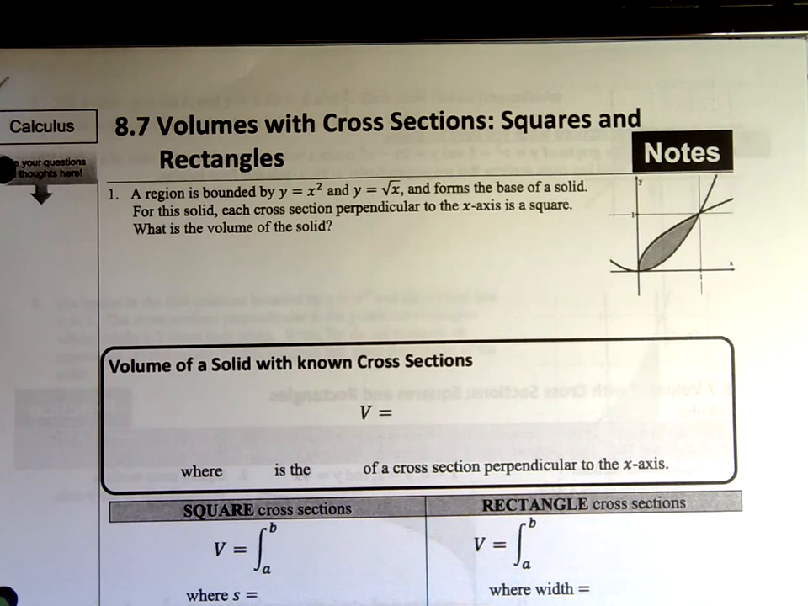We're looking at volumes with known cross sections, where they give you a specific shape that it's been cut into, whether it be squares and rectangles, which is what this section is, or triangles and semicircles, which is the next section. It's how you're slicing this thing. And it's really hard to describe it until you see the pictures.